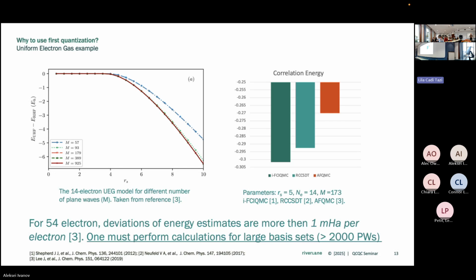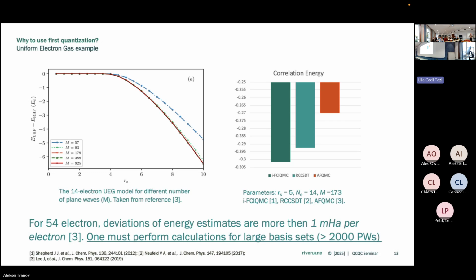And there are several benchmarks published in these papers where you can, for example, compare the correlation energy of different classical algorithms with respect to these accurate results, SCI, QMC, and you can see that the deviation is more than 1 millihartree per electron.